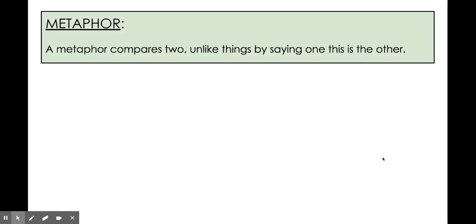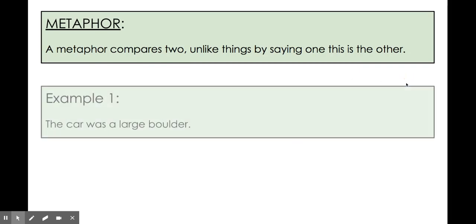Now let's look at metaphors. A metaphor compares two unlike things by saying that one thing is the other. All right? Once again, it compares two things. So let's see some examples.